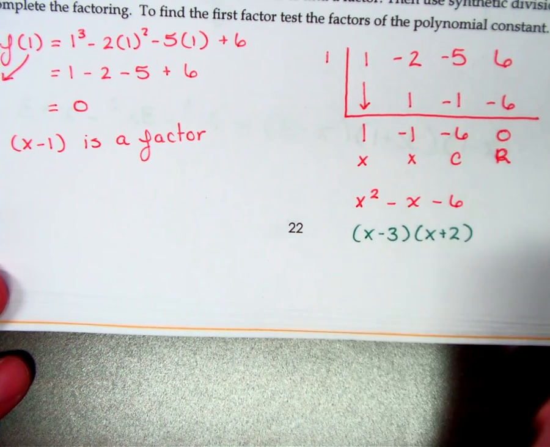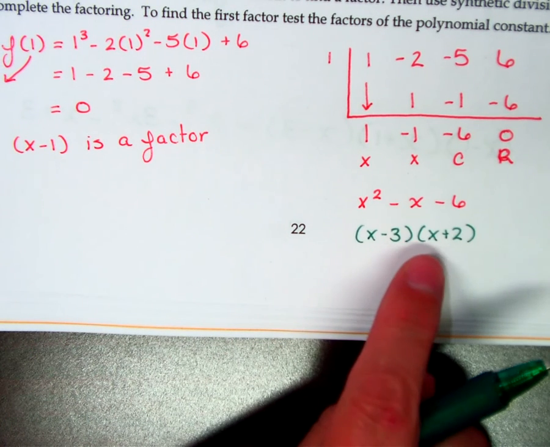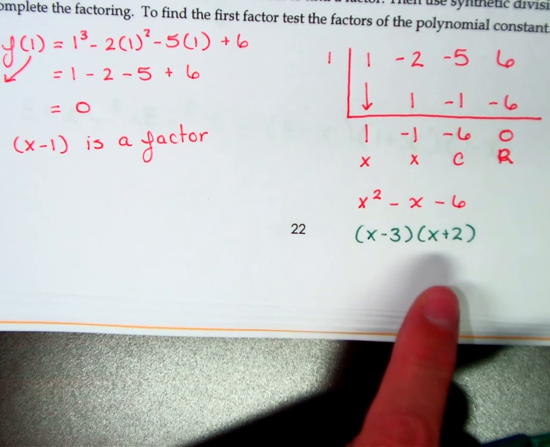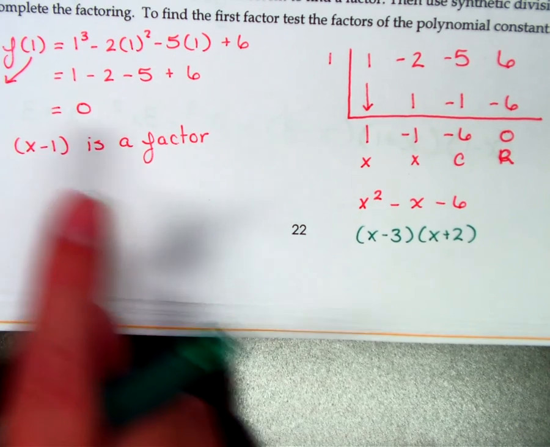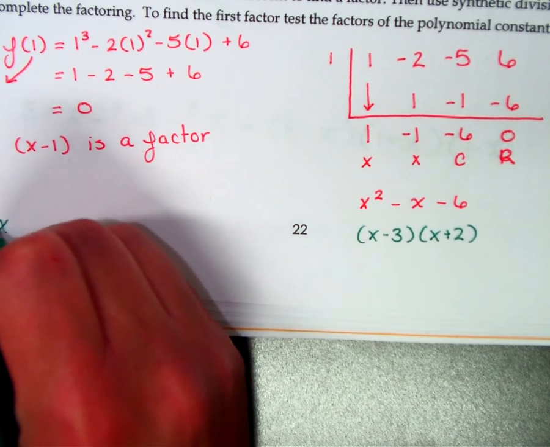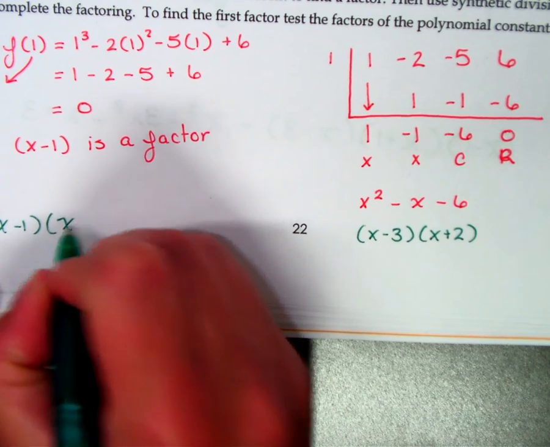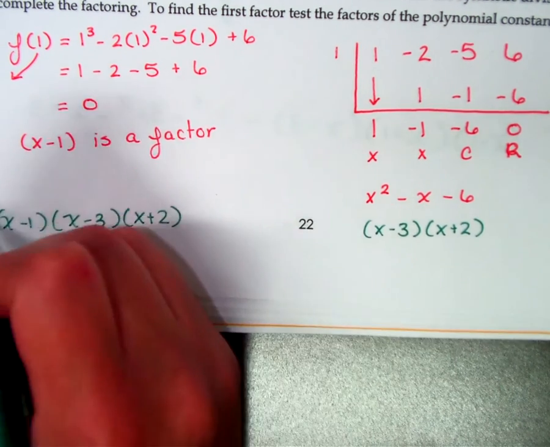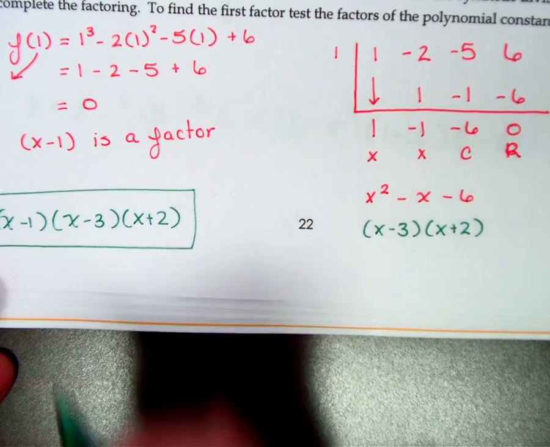So the nice thing about it is you don't have to go back to synthetic division because you know how to factor this. But what factor am I missing? The x minus 1 has to be in this. So we would say that x minus 1 times x minus 3 times x plus 2 is factored fully.